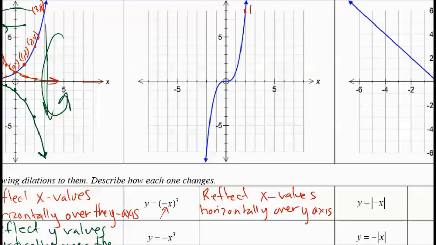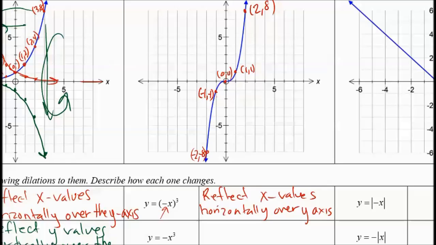So this is my point. It's x cubed, so everything is cubed. This is the point 2, 8, right? And then this is the point -2, -8. And this is the point 1, 1. And this is the point -1, -1. And then, of course, we have 0, 0.